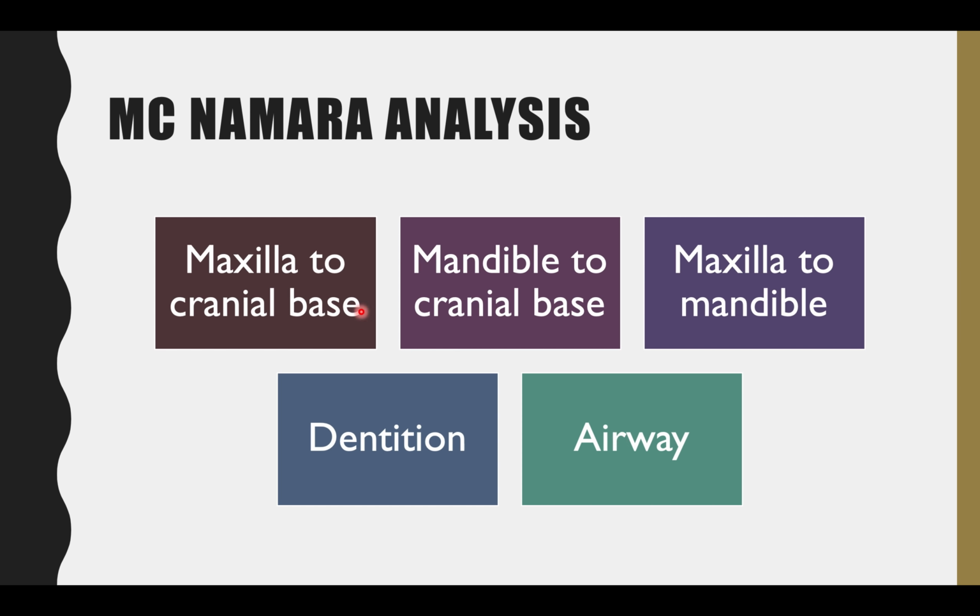Okay. So you have to know the different relations, like the relation of maxilla to the cranial base, mandible to the cranial base, maxilla to the mandible, dentition and airway. These are done as a part of your surgical procedures. So how the surgery is affecting the other component relations can be easily understood by McNamara, Ricketts, Cox analysis, like that. Okay.